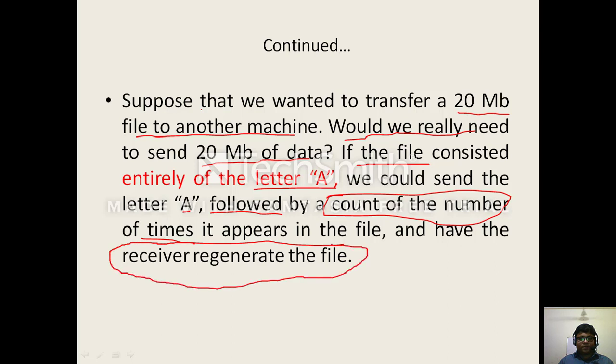This is important. Count the number of letter A's from the source and just transmit the letter A and the count of A. At the receiver side, once it is received, the receiver will regenerate the original file.